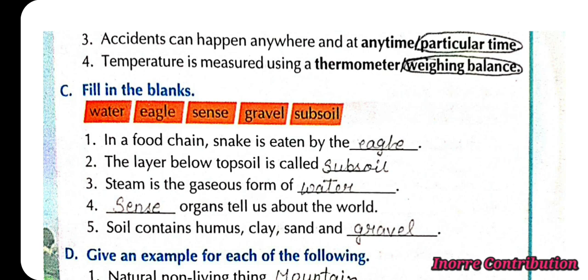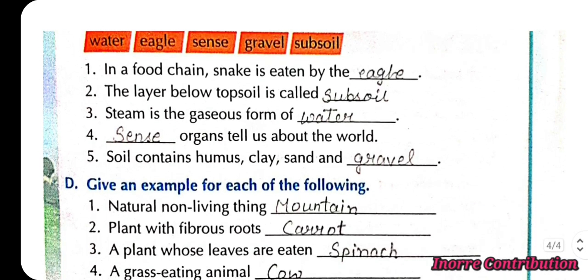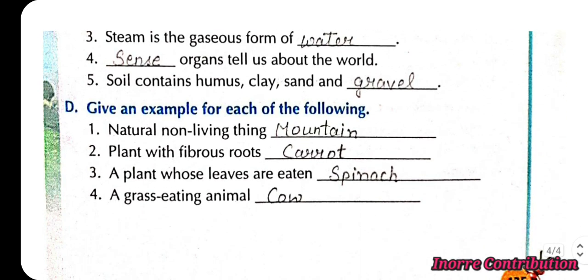Fourth, sense organs tell us about the world. Fifth, soil contains humus, clay, sand, and gravel. Next exercise, give an example for each of the following.